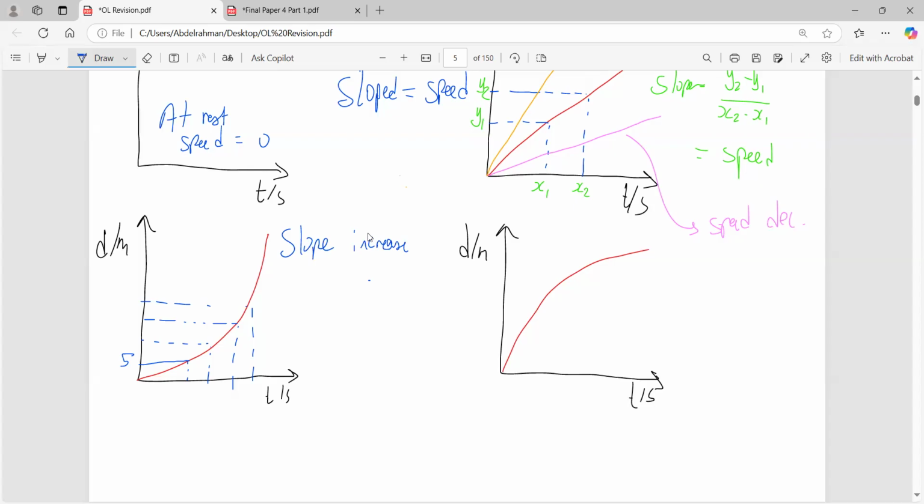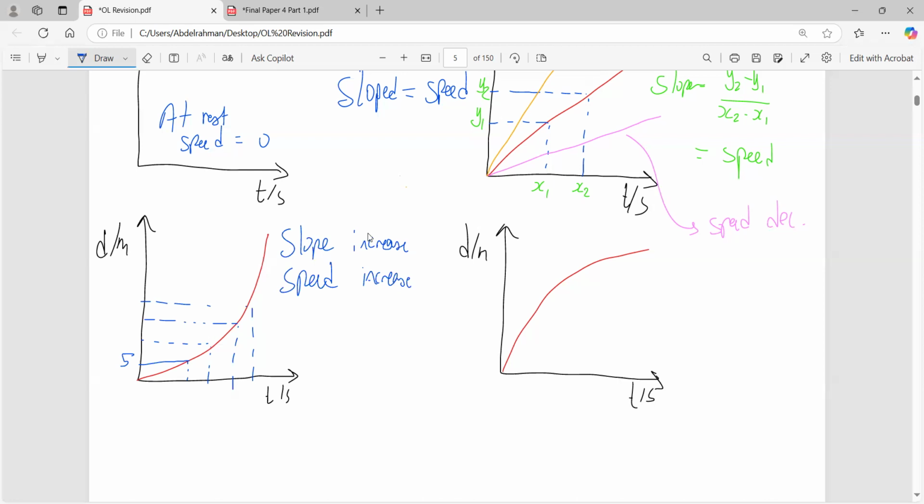What does the slope increase mean? It means that the speed is increasing. So the speed here is increasing. Slope increases means that the speed is also increasing. What about the other one? What about the other slope?